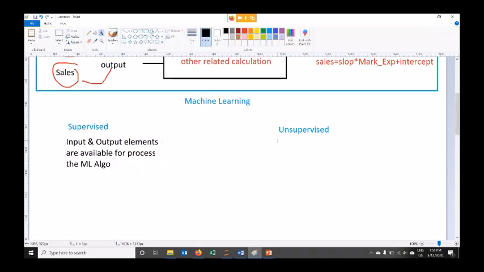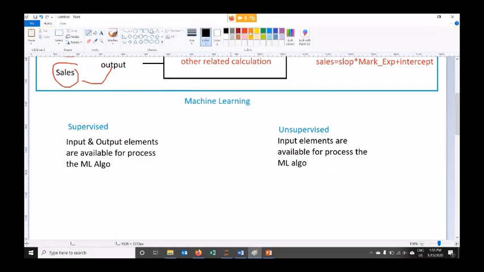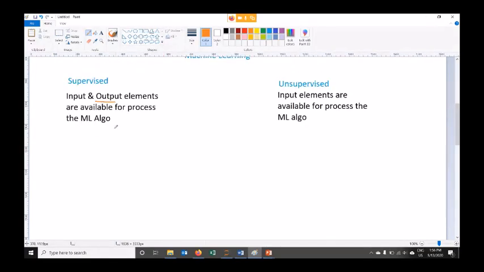But in the case of unsupervised, we have only input elements to process the ML algo. That's the major difference: in supervised we have an output which we can take for reference for calculating my future output, but in unsupervised we do not have an output parameter with us. We need to create some other ecosystem to get the output parameter first before going to the prediction part. So we'll go with unsupervised later. In supervised we have two segments altogether.